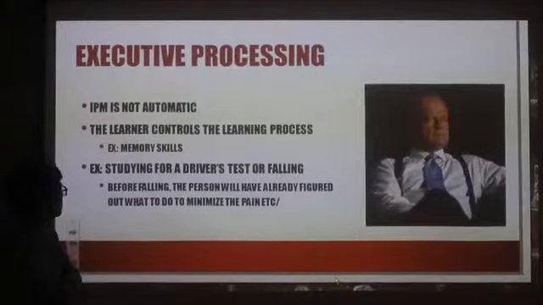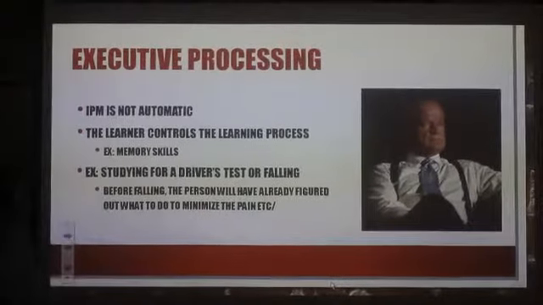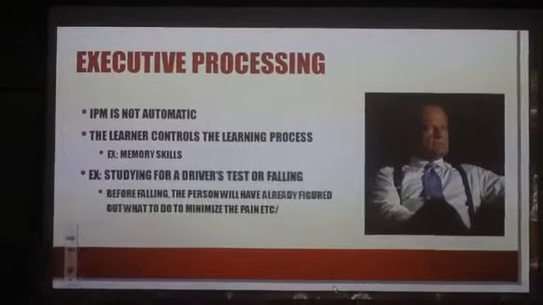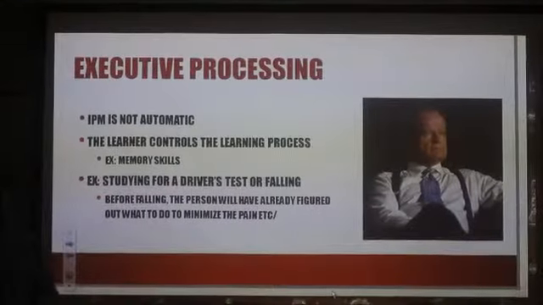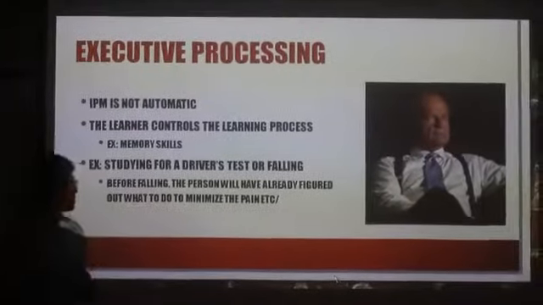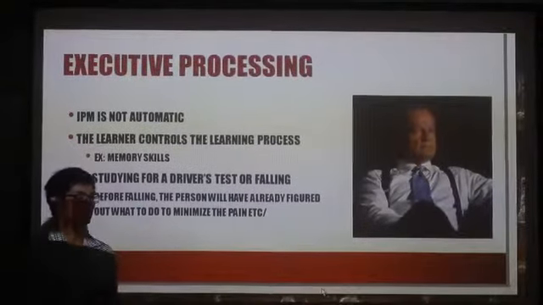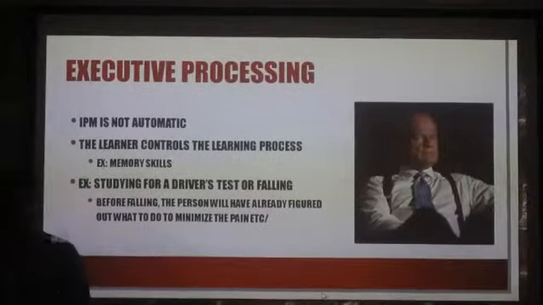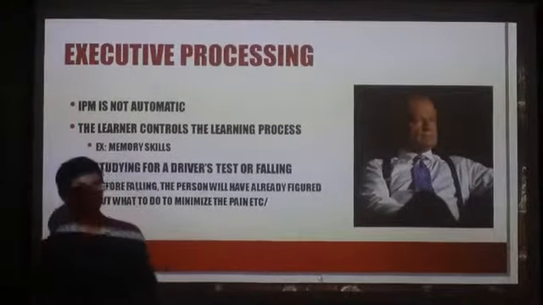The executive processing goes into the information processing model, and it's not automatic. The learner controls the learning process. An example would be memory skills. Imagine studying for a driver's test or falling down. If you're studying for a driver's test, you're most likely going to clue in on it, and you're not going to pay attention to your surroundings. And if you're falling, you're already going to figure out what you're going to do so you don't hurt yourself as much, like just falling down and breaking your elbow or something.